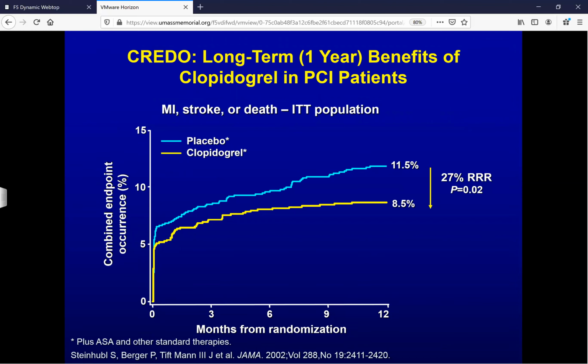After this, again, this is the other trial. There are only two trials you need to remember about Plavix or Clopidogrel. One is PCI-CURE and the other one is CREDO. This was the intention to treat analysis again, 8% with Clopidogrel, and placebo was like 11 to 12%.